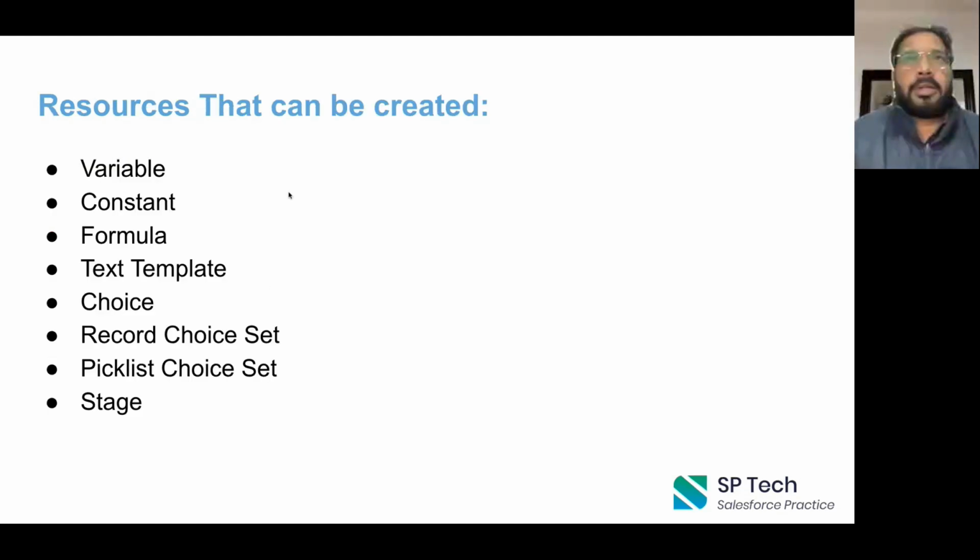So moving forward, then we have some resources that we can create. So like variables, constants, formula, text template, choice, record choice set, pick list choice set, and stage. So these are supporting resources that we can create inside Flow. So while creating Flow, we will be seeing how we can create these. Not all, but few we will be creating.